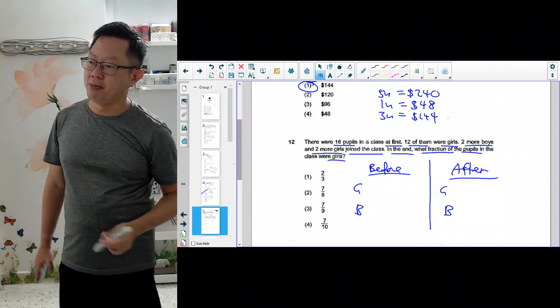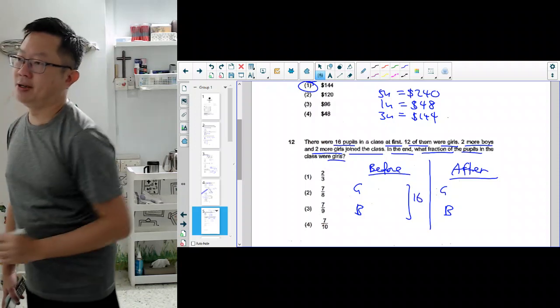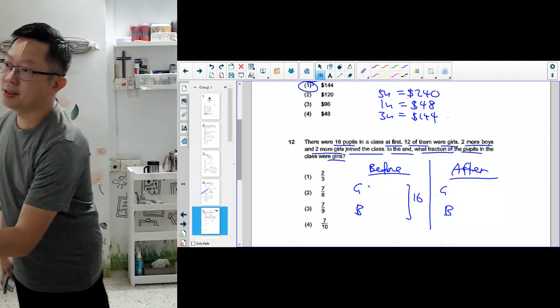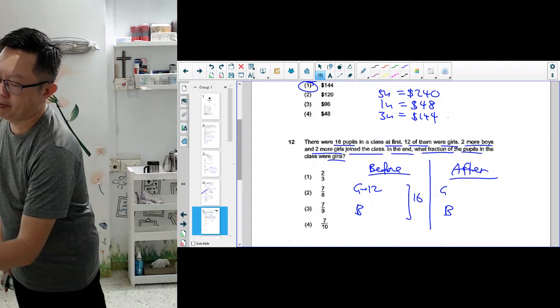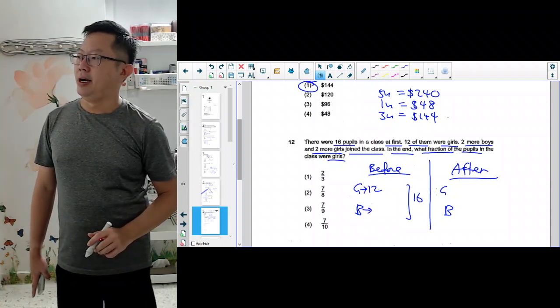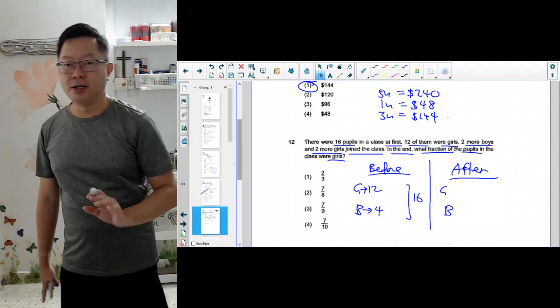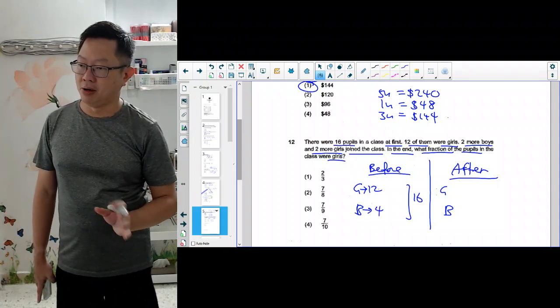So there were 16 pupils in the class at first. Let's put down 16 pupils in the class at first. 12 of them were girls. Let's put down 12 of them. 12 of them were girls. And there must be 4 boys, right? If 12 of them were girls at first, then there must be 4 boys.